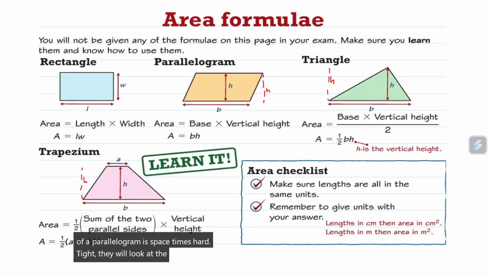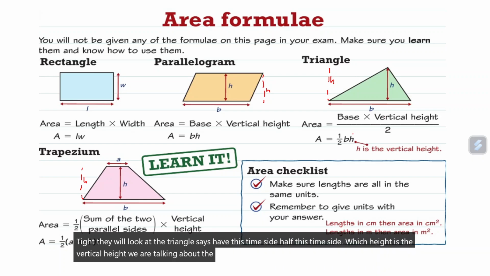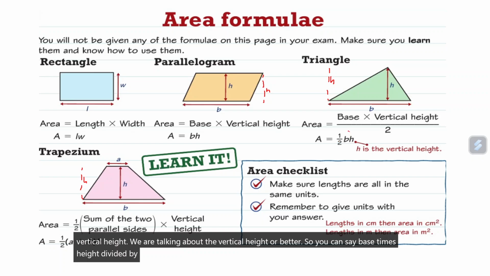It says half base times height, where the height is the vertical height. We are talking about the vertical height here. Or better still, you can say base times height divided by 2. So these two are virtually the same thing.